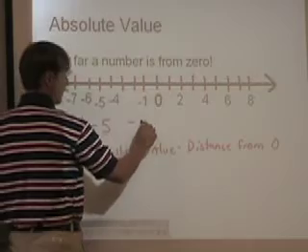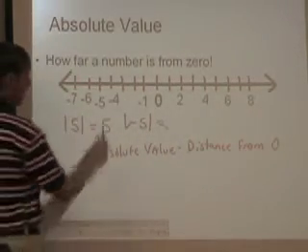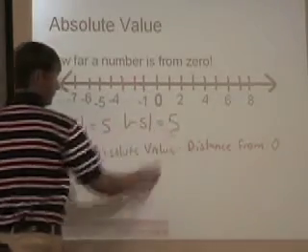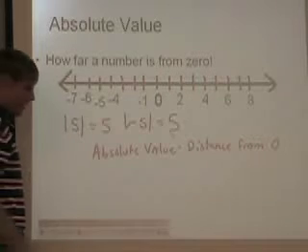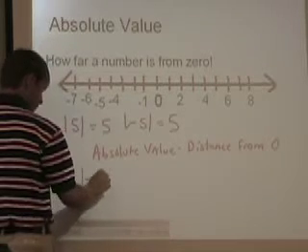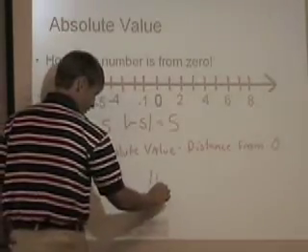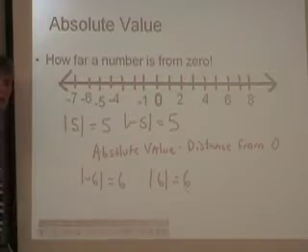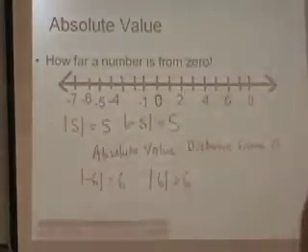Now, how far is negative 5 from 0? 5. 1, 2, 3, 4, 5. You understand? How far is negative 6 from 0? 6. Good. How far is 6 from 0? 6. So what did we learn? Distance first. Distance can never be negative.